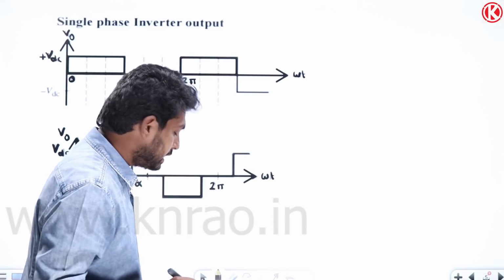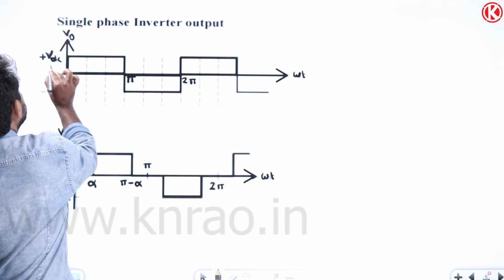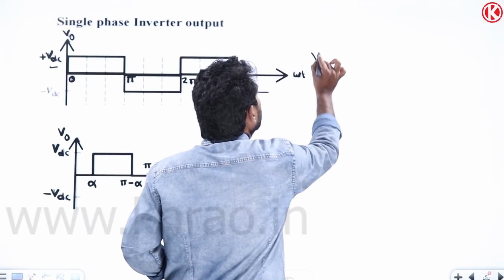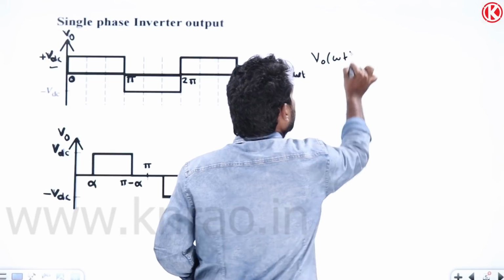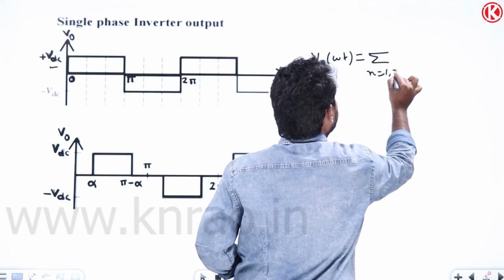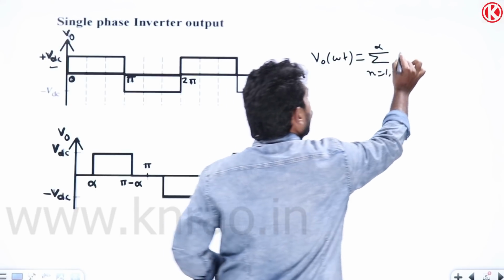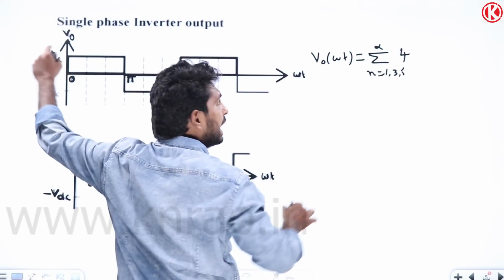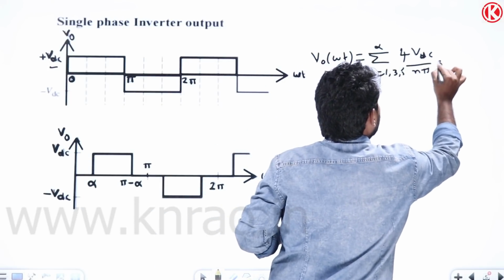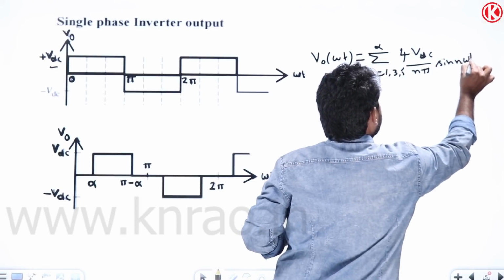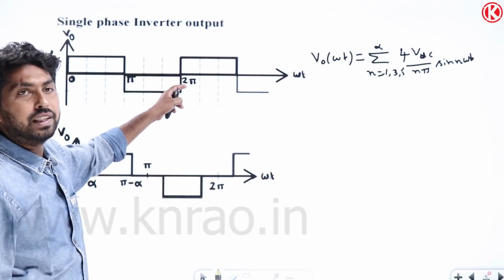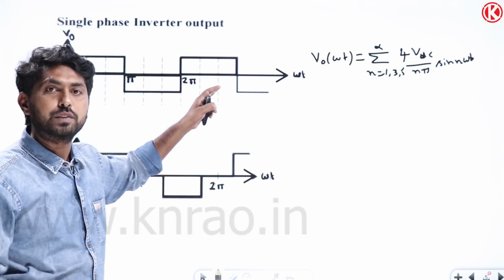Let me write the Fourier series expression. Here V naught, and this peak value is VDC. What is the expression here? V naught of omega t equal to sigma n equal to 1, 3, 5 to infinity, 4 VDC by n pi into sine n omega t. So we got the expression, right? We have already derived it. And this is the expression for the output voltage of the inverter for 180 degrees mode of conduction.